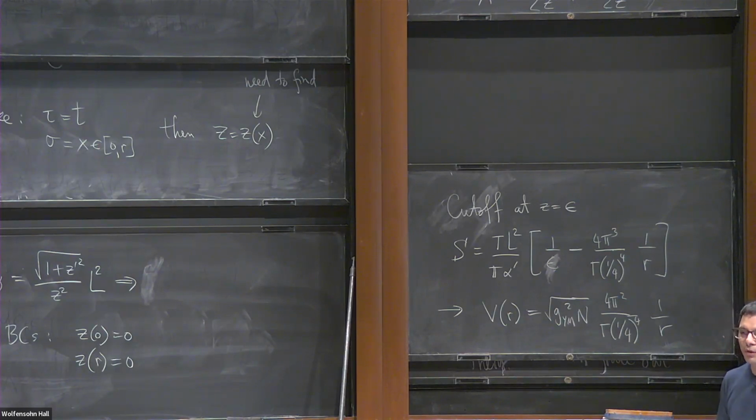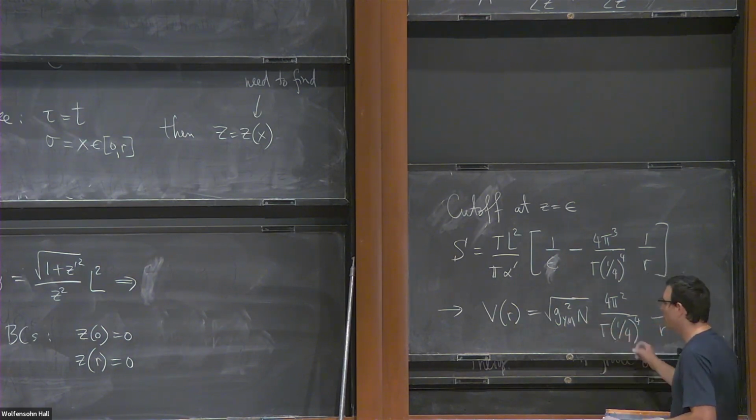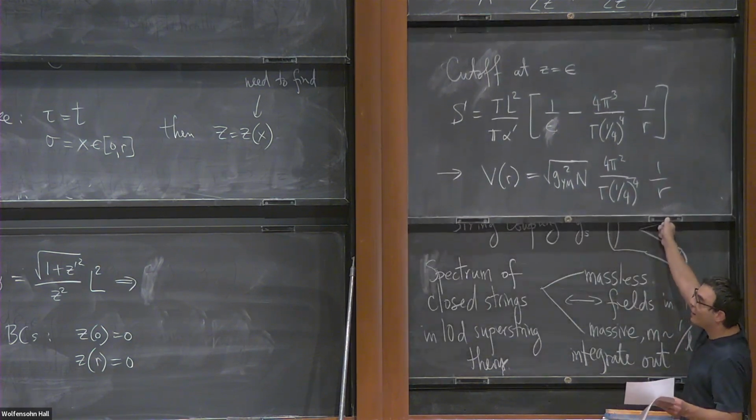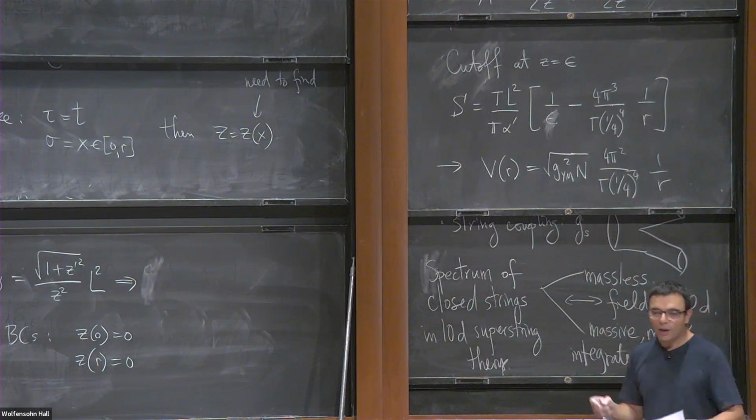Yes, it's a Coulombic potential. It follows from the fact that the theory is conformal. But the coefficient is given by this. Now, maybe one more question, and then I'll finish. How does this compare to weak coupling?